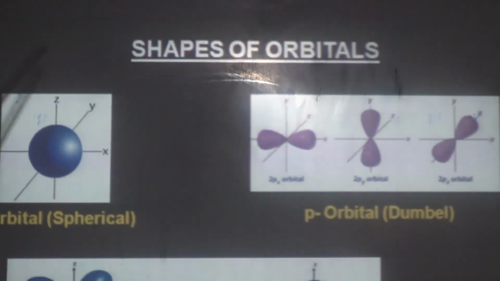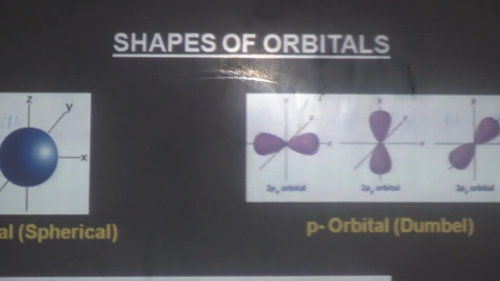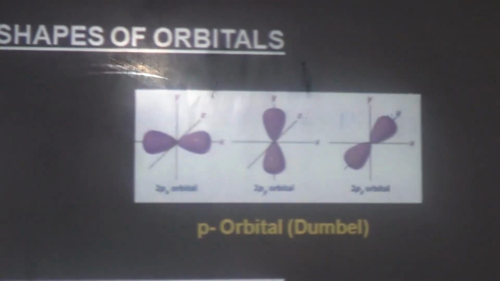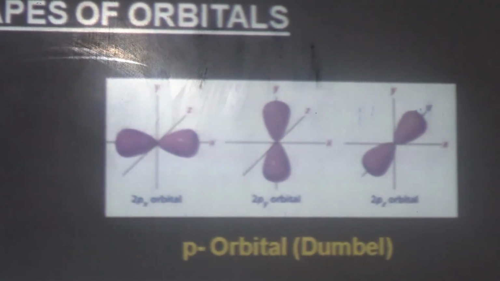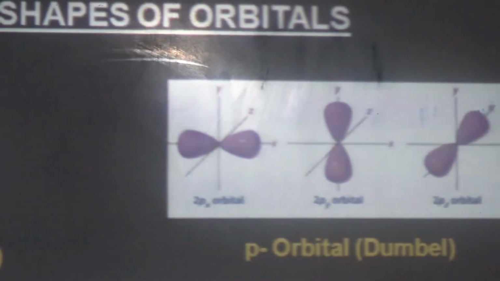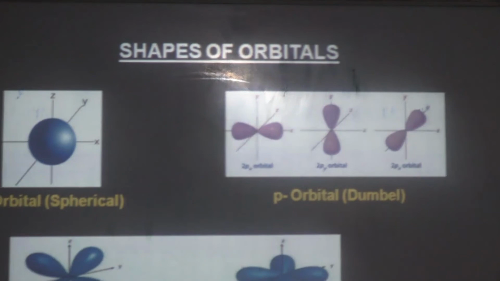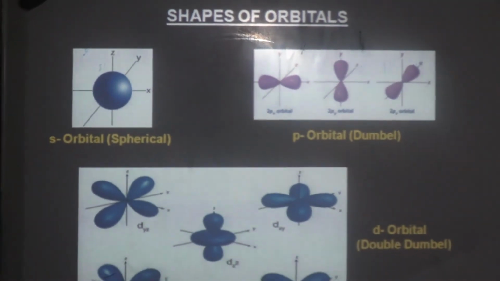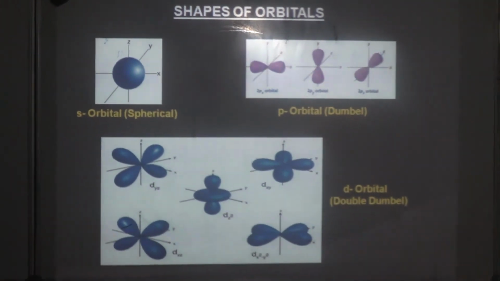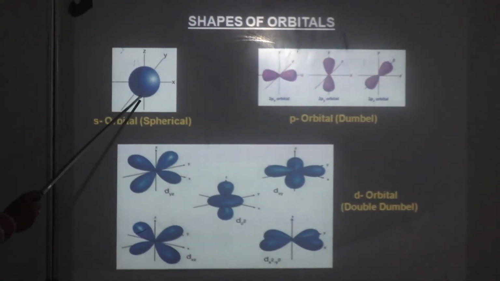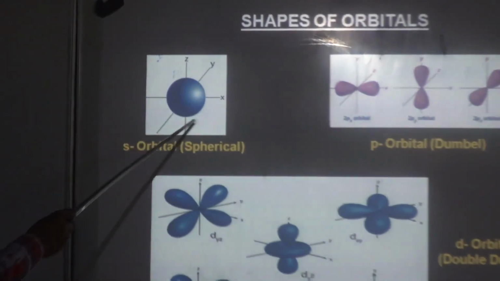Now the orientation gives the degenerate orbitals. Now what are the shapes of these orbitals? Actually, every student gave an idea of an orbital: the region in which the possibility of finding an electron is more is called an orbital. This is the s orbital, which is spherical in shape.